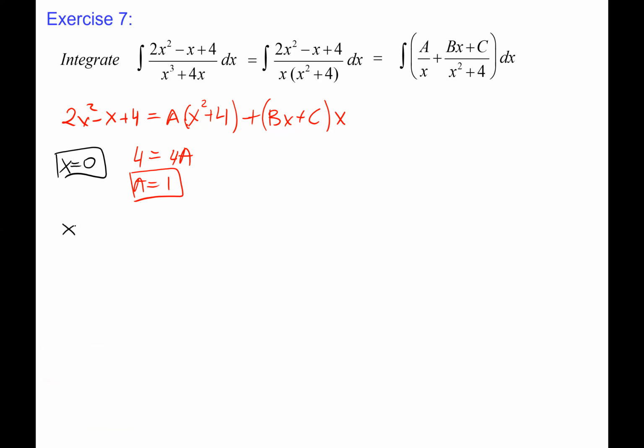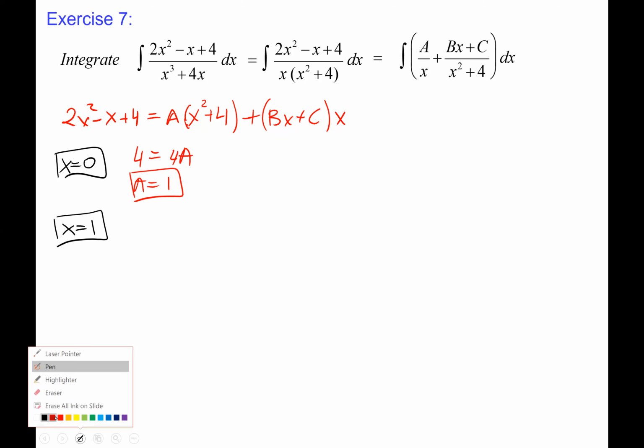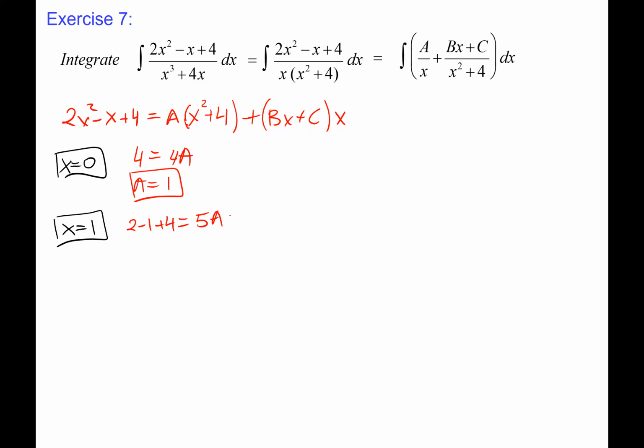Okay, we have to pick some more values. Of course, I will pick the easiest one, 1. 2 minus 1 plus 4, that is 5a plus b plus c, because it's just 1. And then this is 5, 5 times 1 is 5. Then b plus c. That means b plus c is 0, or I can say b is equal to negative c.